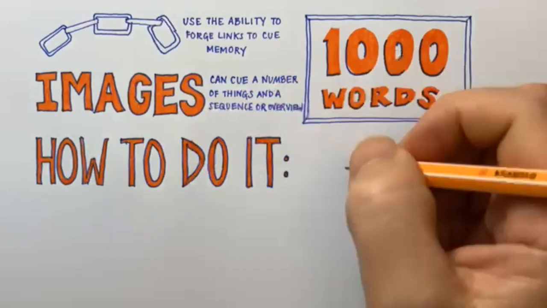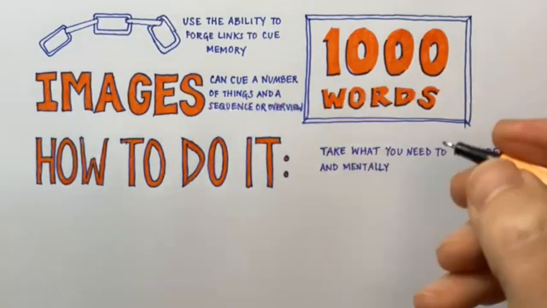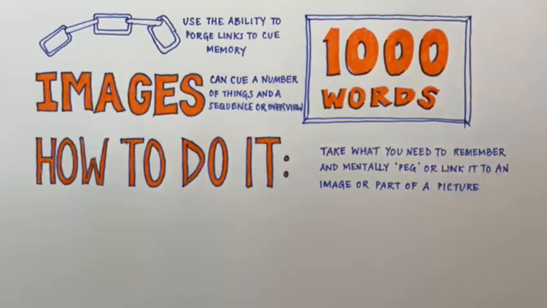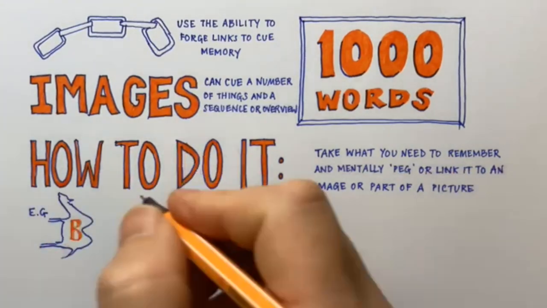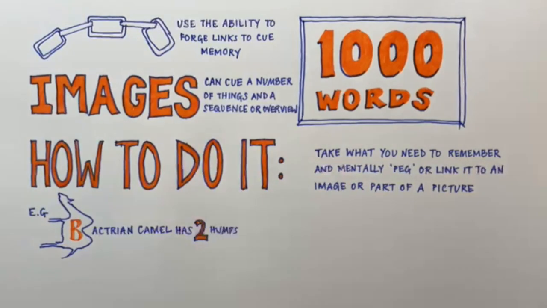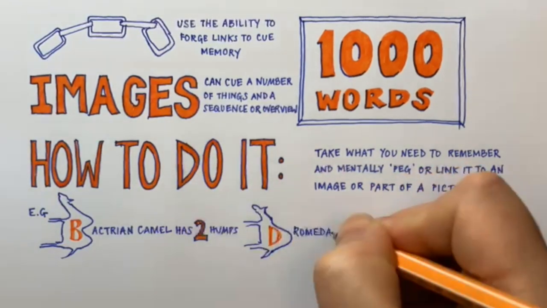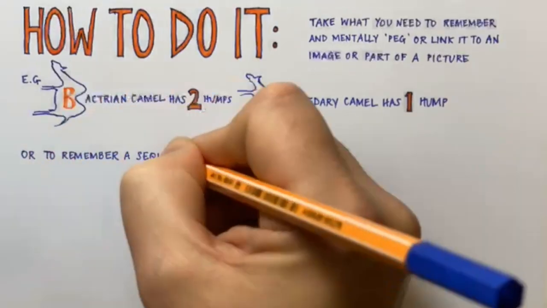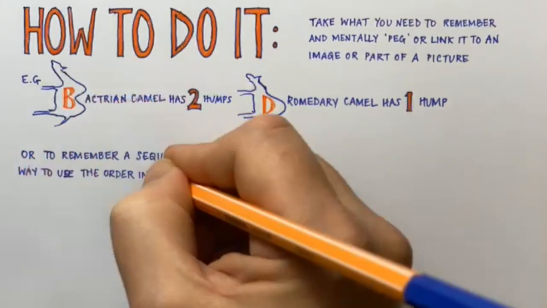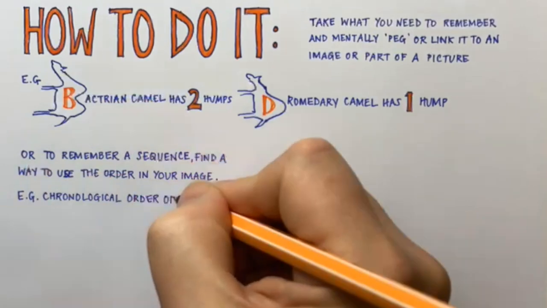For a simple example, you might draw two different camels on their side to remember the difference between a Bactrian camel that has 2 humps and a dromedary camel that has 1. Or to remember a sequence, find a way to use the order in your image to cue the correct sequence that you need to know for your exam content.